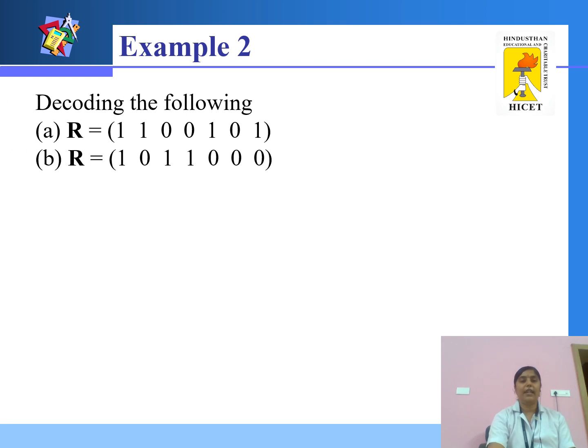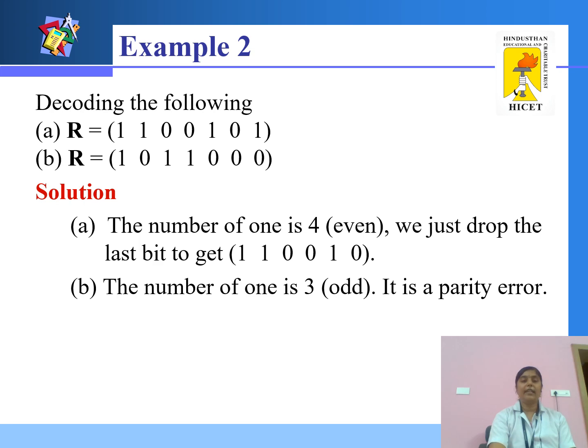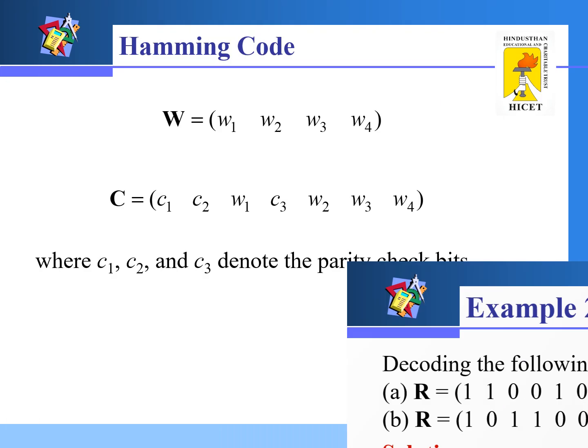We move on to the next example, decoding the following. For subdivision A, R is 1, 1, 0, 0, 1, 0, 1, and for subdivision B, R is equal to 1, 0, 1, 1, 0, 0, 0. For the first case, the number of 1s is 4, even. We just drop the last bit to get 1, 1, 0, 0, 1, 0. For the second case, the number of 1s is 3, that is odd. So it is a parity error.